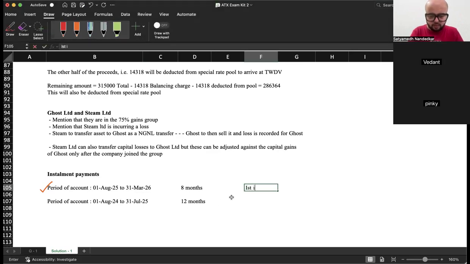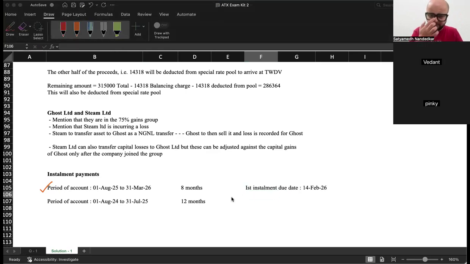सो फर्स्ट इंस्टॉलमेंट ड्यू डेट 14th ऑफ फेब 26 को होगा। ठीक है, राइट? आर यू विथ मी?